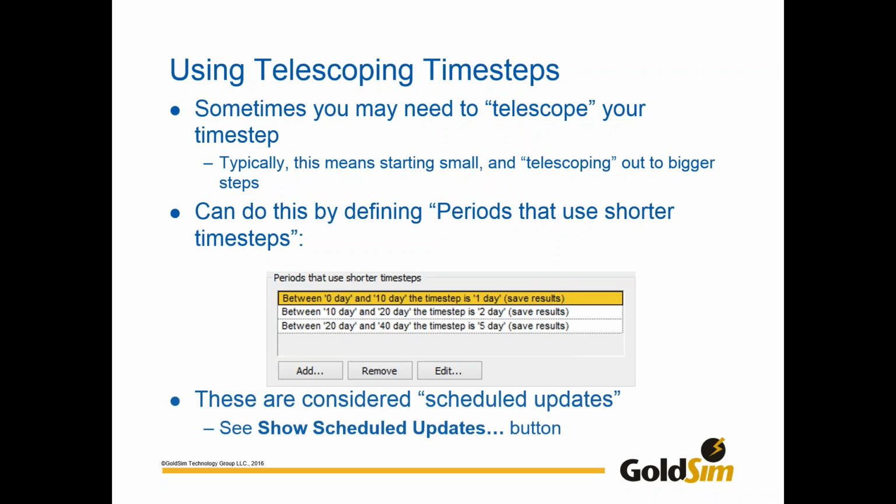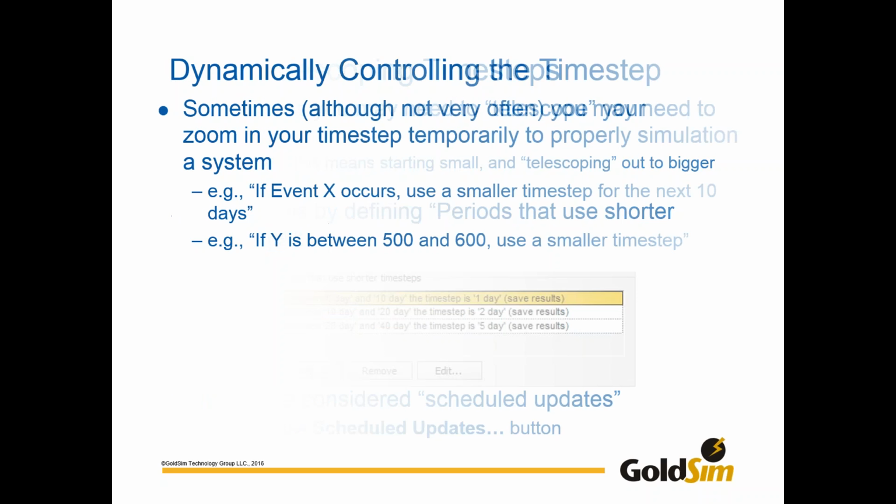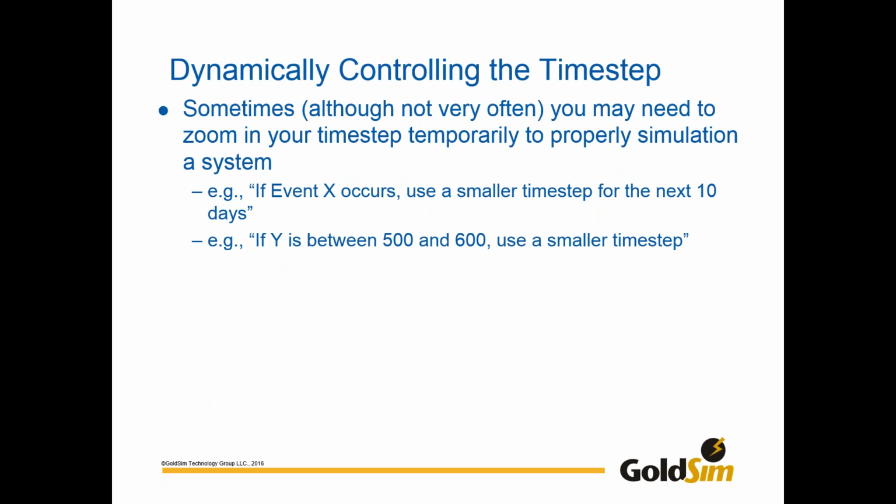In some cases, you don't know when you need to shorten the time step. Well, GoldSim actually allows you to do that. It's not often that you need to do this, but you could do it. So for example, you might say, hey, if this event occurs, if there's an accident or if there's an earthquake, I want to use a smaller time step for the next 10 days.